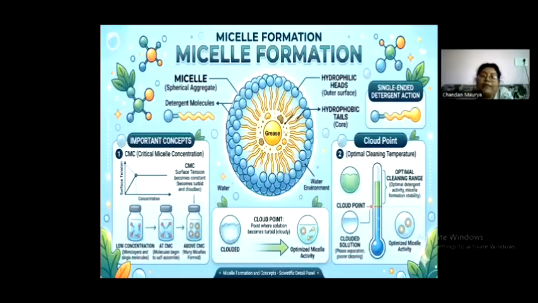The concentration at which micelles start to form is the critical micelle concentration, CMC, and the temperature at which the micelles further aggregate to separate the solution into two phases is the cloud point, when the solution becomes cloudy and detergency is optimal. Detergents work better in an alkaline pH.